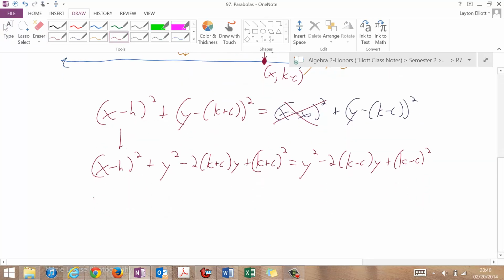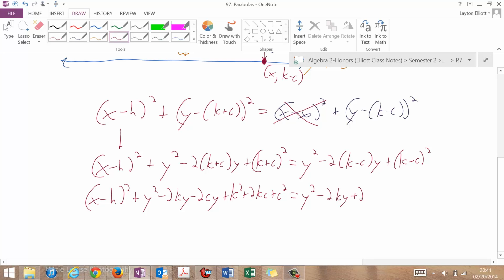Okay, we're going to read back this over and start to multiply some things out. So I have (x minus h) squared plus y squared minus 2ky minus 2cy plus k squared plus 2kc plus c squared equals y squared minus 2ky plus 2cy, then plus k squared minus 2kc plus c squared. That's a lot. And a lot of stuff is going to cancel now.